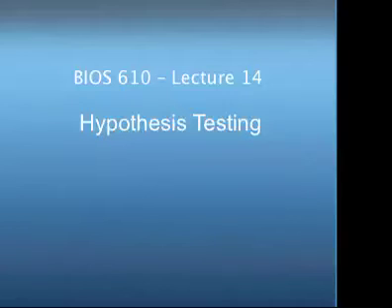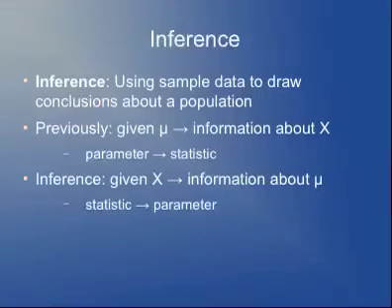We'll be comparing what we collect from a sample, the sample mean, to an established mean and seeing if there's a difference using statistics. What I just said is using inference. It's when we use sample data to draw conclusions about a population. We can also use what we've previously been given about mu, the population mean, in order to make conclusions about a sample. So we go from a parameter to a statistic.